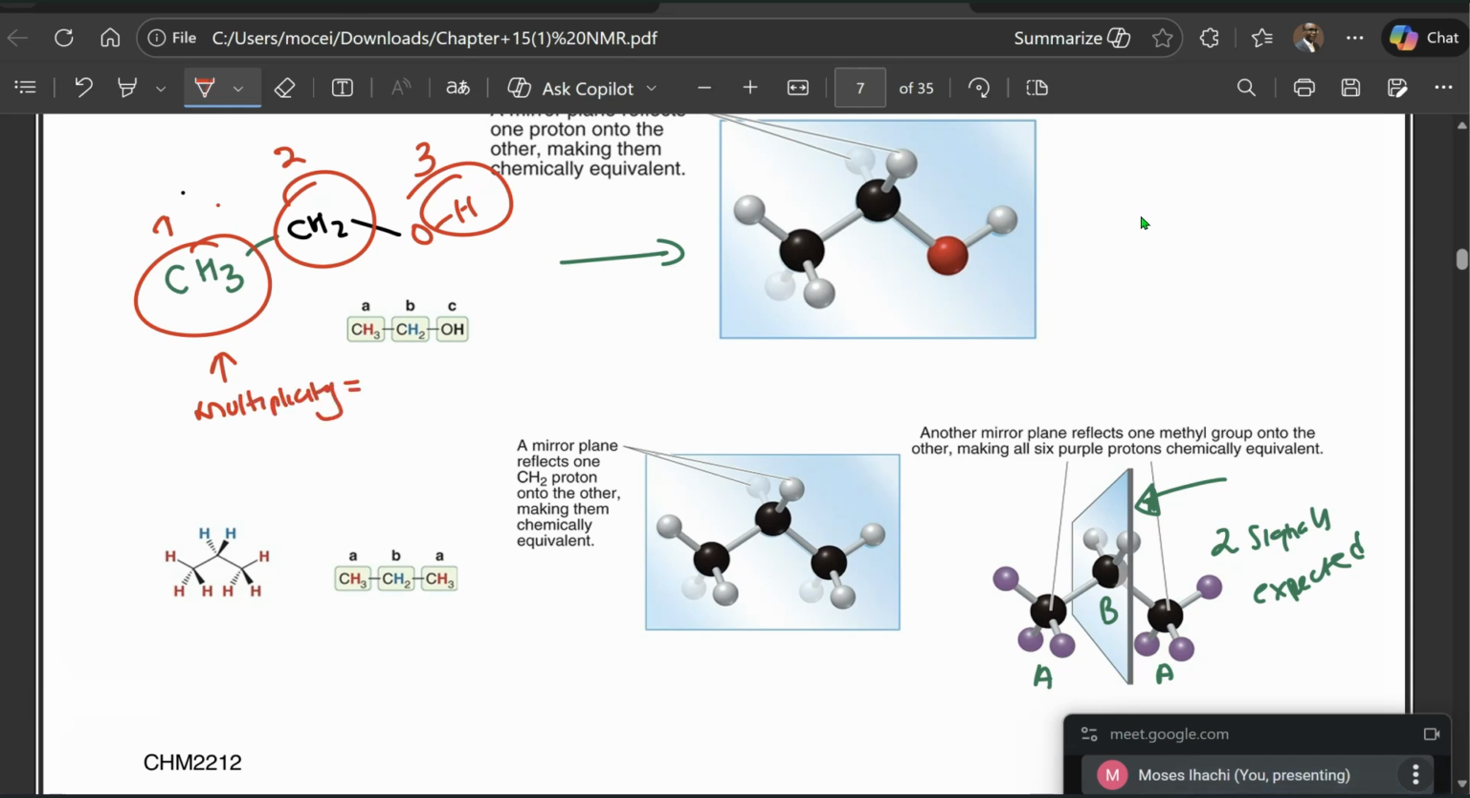This one, multiplicity, will be, I'll wait on you. 3. Yeah, triplet. Sorry, the CH2 multiplicity will be. No, 3 plus. Oxygen, I forgot to tell you, the OH does not split it because the hydrogen on the oxygen is not on a similar element. So you would usually do the carbon-carbon hydrogen splits, not carbon-oxygen hydrogen splits. So this is going to be a triplet, quartet.